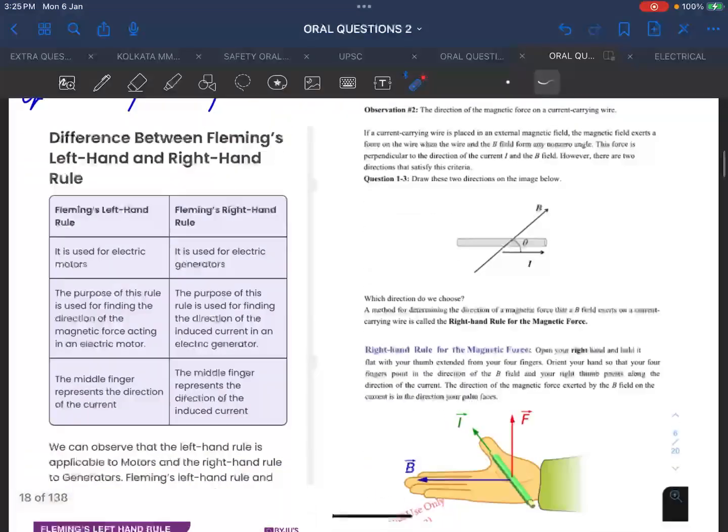And what is the difference between Fleming's left hand rule and right hand rule? Somebody will ask how you can know the force direction. There are Fleming's left hand rule and right hand rule for knowing the force direction.